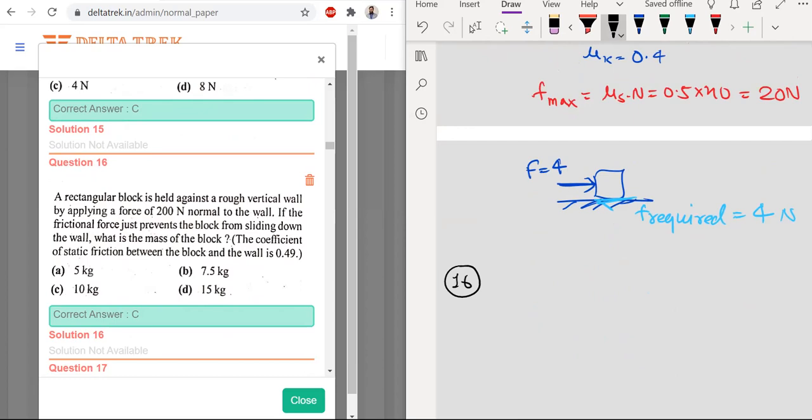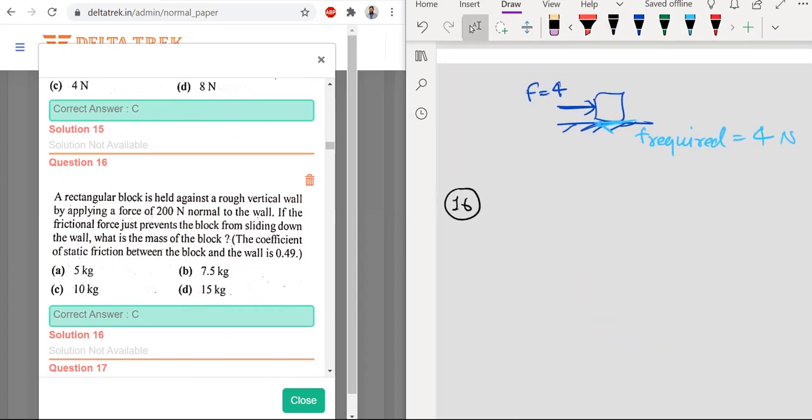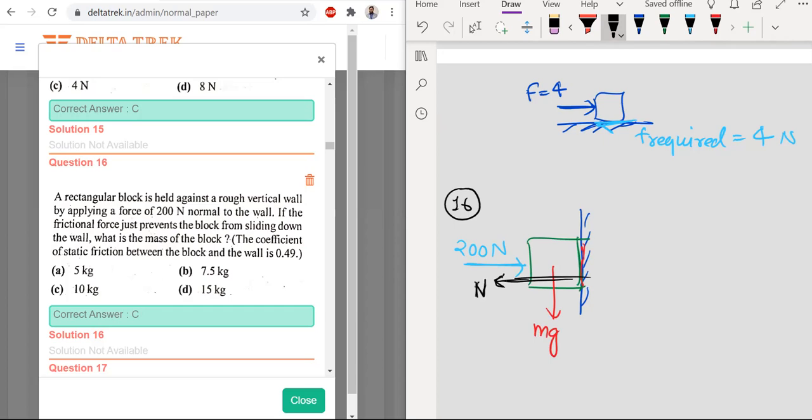Okay. So a rectangular block is held against a vertical wall. In the previous test also I gave the same question and explained it in great detail that if something is held against a wall, the force applied is 200 Newton. So I explained that mg will be acting downward, but the contact is in this direction, which means the normal force must be in this direction. Now normal is there, mg is there. Now who is going to counter this mg? It is friction. Friction is going to counter the mg.